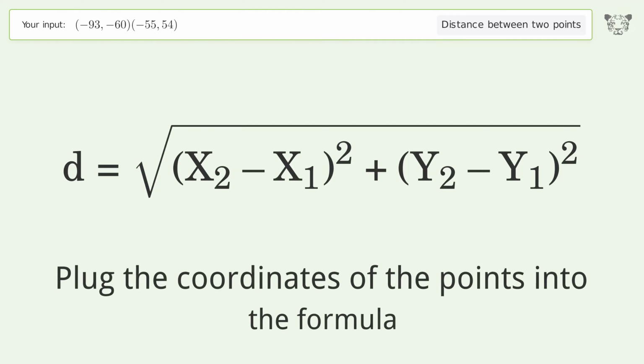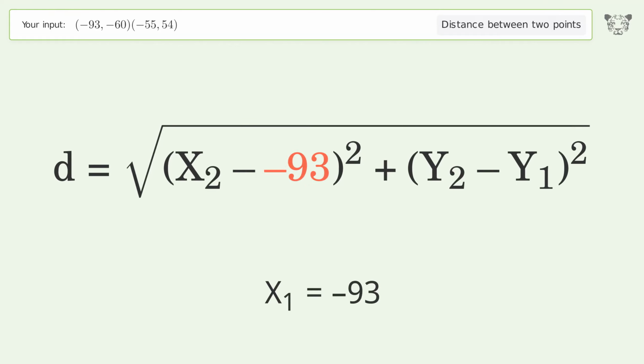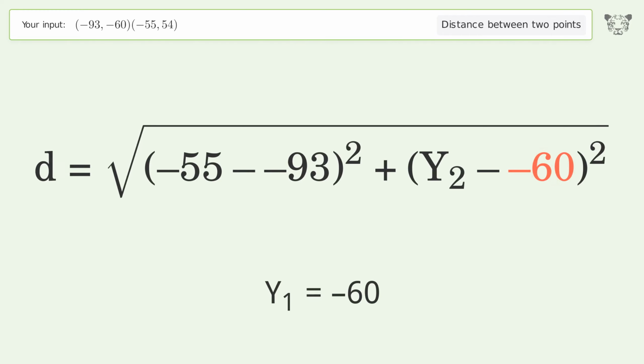Plug the coordinates of the points into the formula. x1 equals negative 93. x2 equals negative 55. y1 equals negative 60. y2 equals 54.